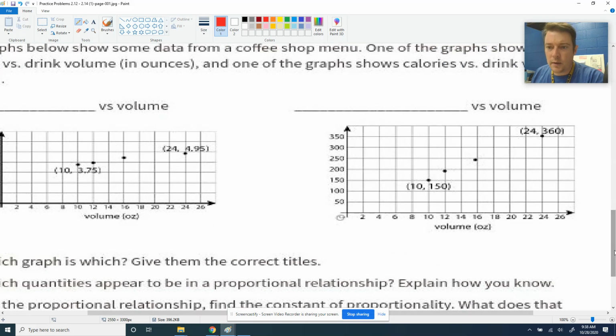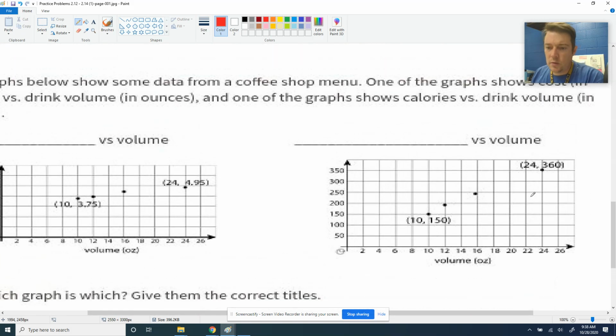Because it looks like, and I think there was a typo on this one. This was supposed to be 24 and 360, but I think they put it at 350. So that dot should be a little bit higher. And that's important because if it wasn't a little bit higher, then we wouldn't notice that it's a straight line that goes through the origin. All right, so that one is straight and goes through the origin, which means it's like a proportional relationship.